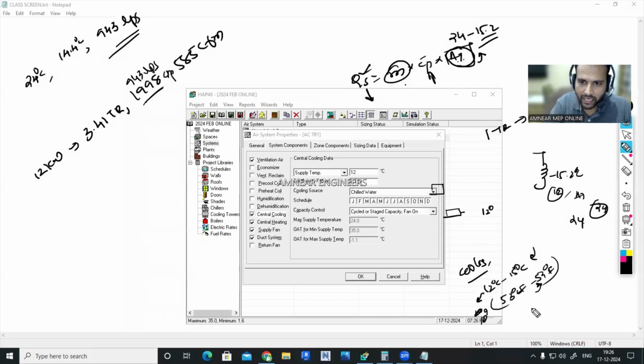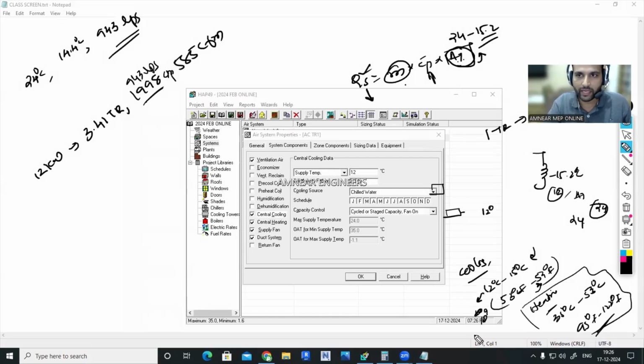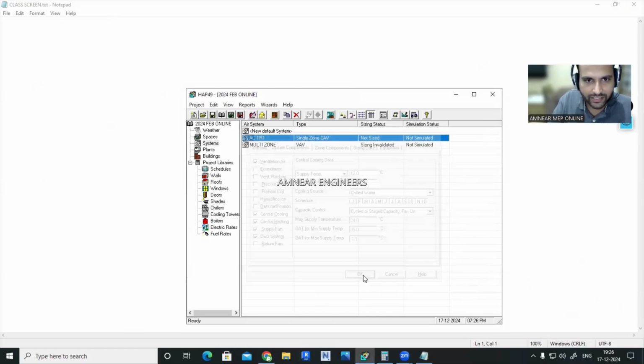For heating, in the heating cycle, supply temperature can come from 35 degrees Celsius to 53 degrees Celsius, meaning 95 degrees Fahrenheit to 122 degrees Fahrenheit. In that range heating supply temperature can also vary. Just for your knowledge I told. Anyhow, here I have decreased the supply temperature from 14.4 degrees Celsius to 12 degrees Celsius. Now click OK, check the report once again.